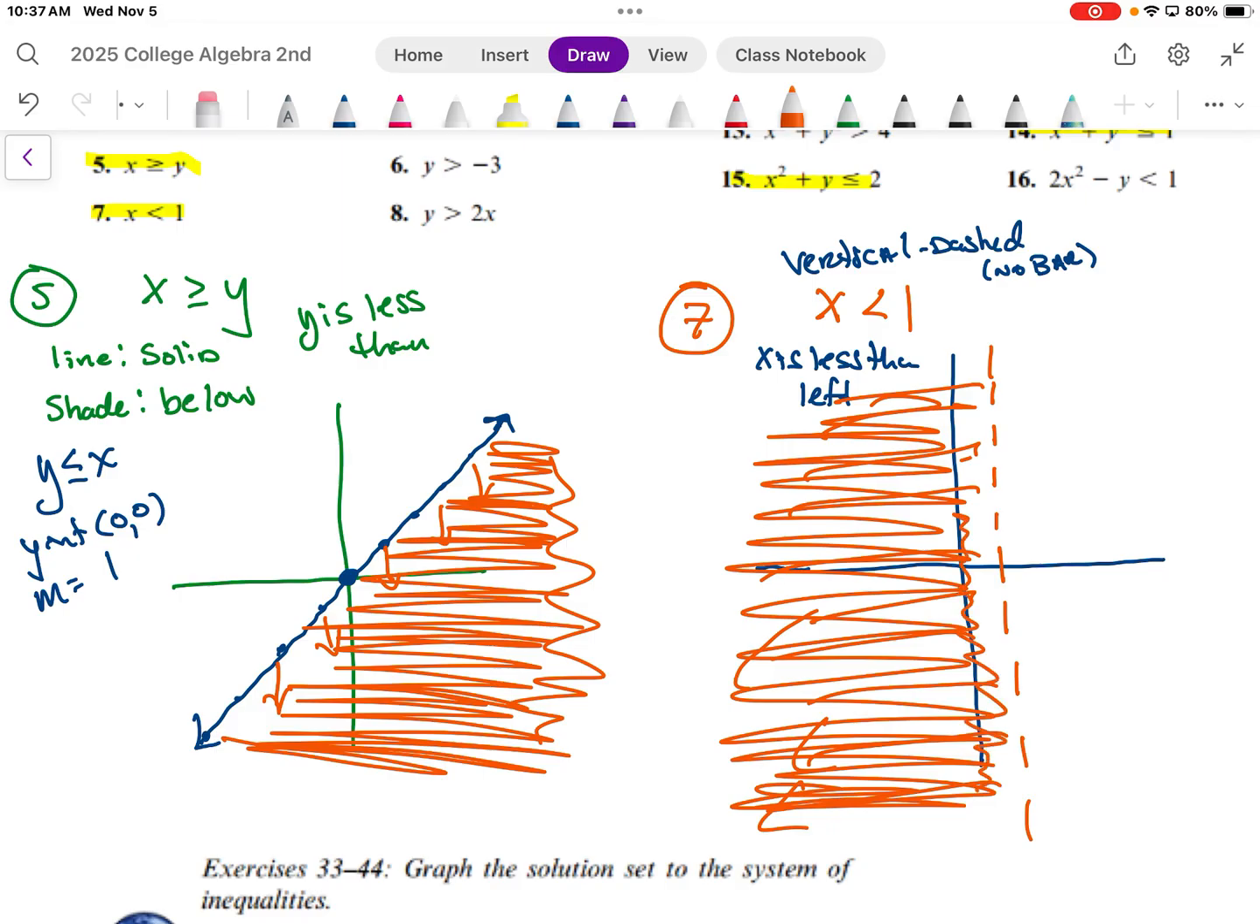In this case, any ordered pair in the shaded zone is a solution. I cannot use any ordered pair on that line. Any ordered pair that starts with a 1 comma something is not a solution because I don't have that equal to bar on there.